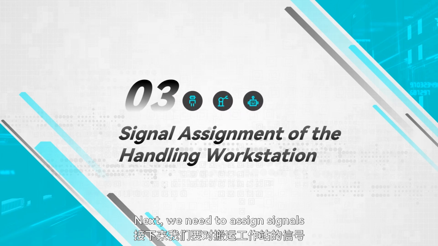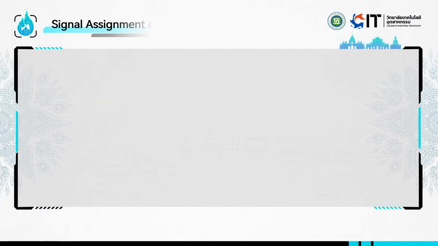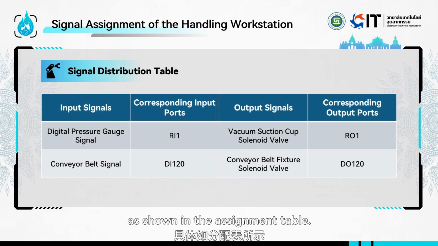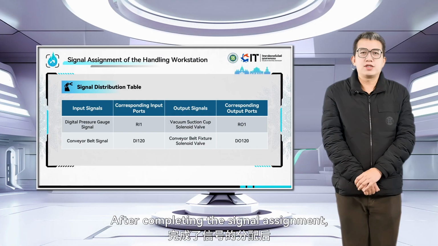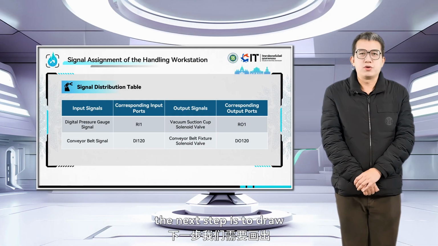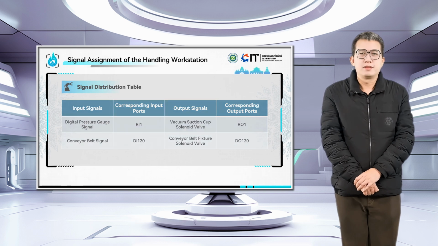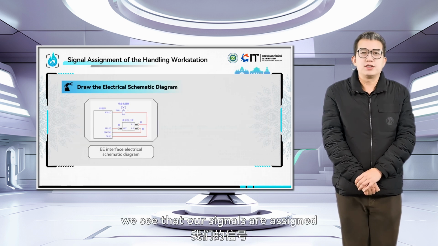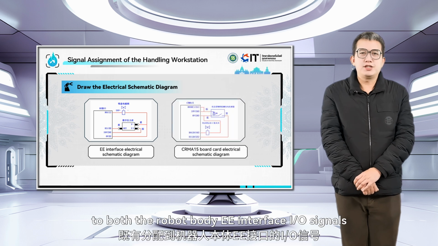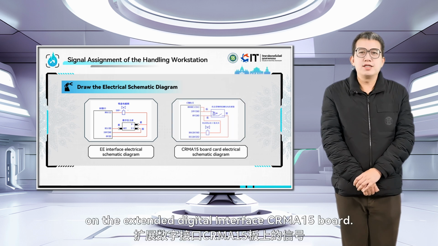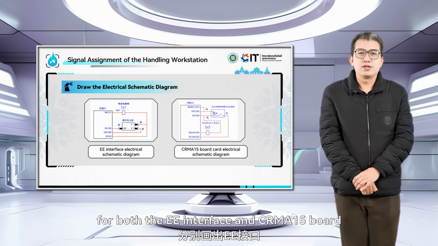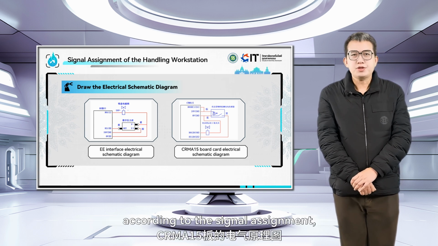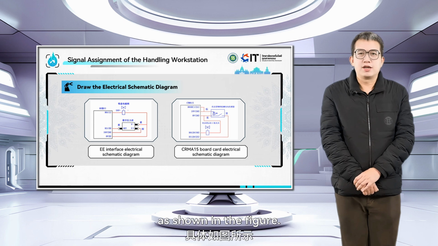Next, we need to assign signals to the handling workstation, as shown in the assignment table. After completing the signal assignment, the next step is to draw the electrical schematic diagram. From the assignment table, we see that our signals are assigned to both the robot body EE interface I/O signals and the signals on the extended digital interface CRMA15 board. Therefore, we need to draw the electrical schematic diagrams for both the EE interface and CRMA15 board according to the signal assignment, as shown in the figure.